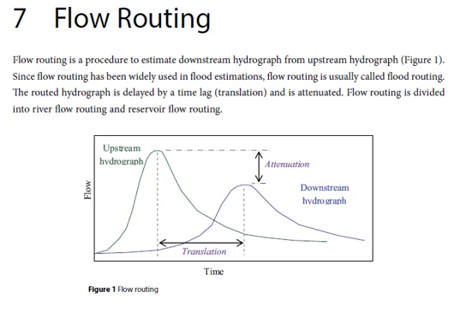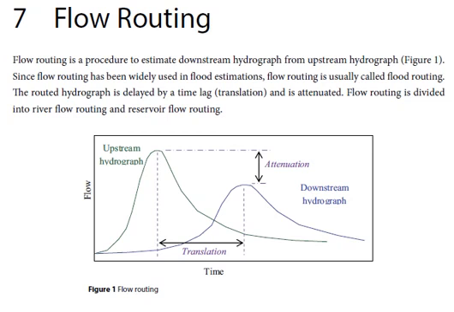Alright, this video demonstrates how to use the Muskingum method to draw a downstream hydrograph from an upstream hydrograph. The process of doing so is called flow routing. Since it is widely used in flood estimations, it is also referred to as flood routing. The downstream hydrograph would be different from the upstream hydrograph in a way that its peak would be lower and translated.